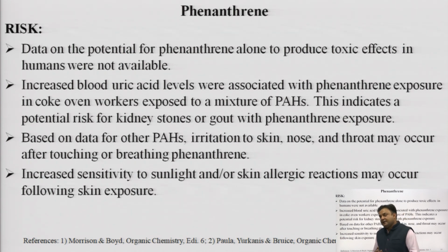Then there is a certain risk about the phenanthrene. Data on the potential for phenanthrene to produce toxic effects in human workers are not available till now. Okay, it doesn't mean that we don't need precautions. Data is not available, but certainly it is very toxic. It is carcinogenic. It can produce cancer in animals. Okay, so increased blood uric acid levels can also be associated with phenanthrene exposure in coke oven workers.